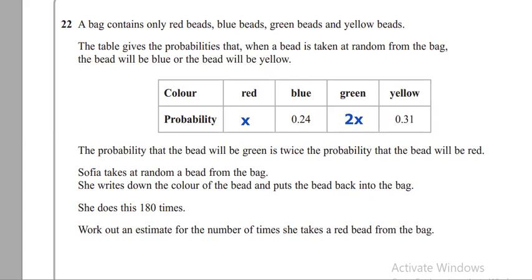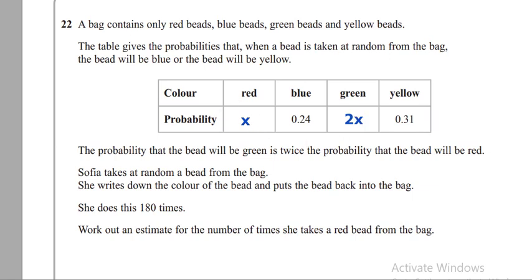It means 2X. Yes. Now, the question says, Sophia takes at random a bead from the bag. She writes down the color of the bead and puts the bead back into the bag. She does this 180 times. Work out an estimate of the number of times she takes a red bead from the bag. So basically, as we said, the probability of green is twice the probability that the bead will be red. So if this one is X, this one is 2X.